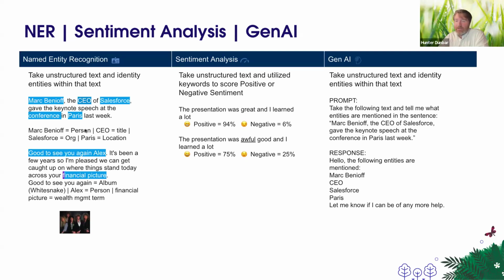Well, what named entity recognition is going to do is look at that block of text and say, good to see you again, Alex. And what it sees is that Good to See You Again is the name of an album by a band named Whitesnake. And that's obviously not one of the entities that we're interested in extracting from this block of text. So named entity recognition works really well, but it does fall down in a couple of ways. It's not quite as intelligent as something like Gen AI, which we'll talk about in a second.